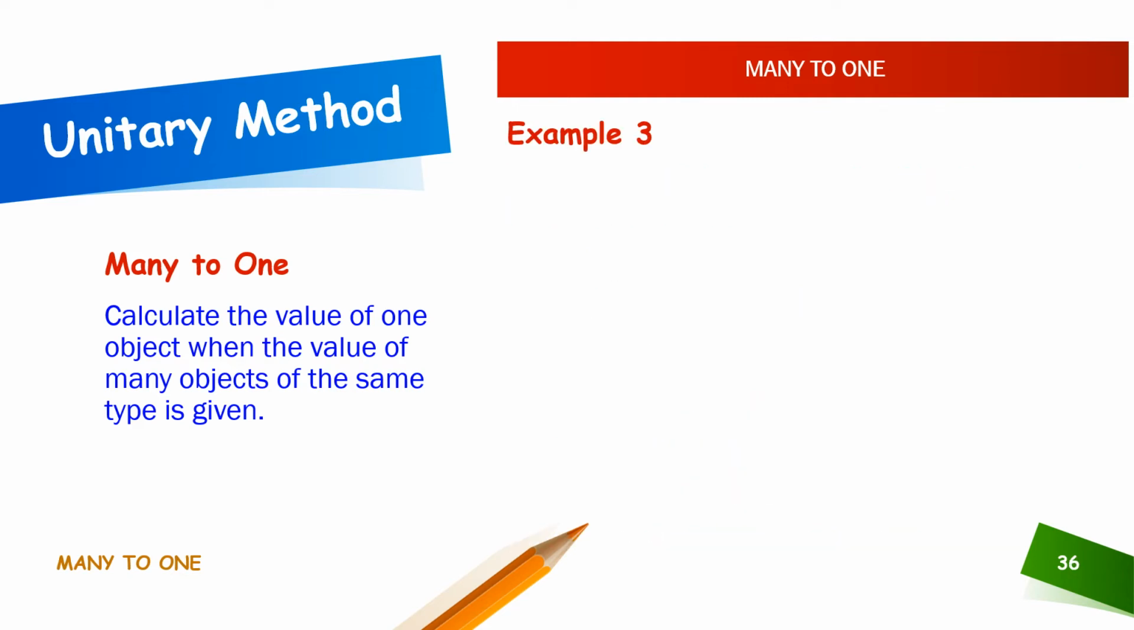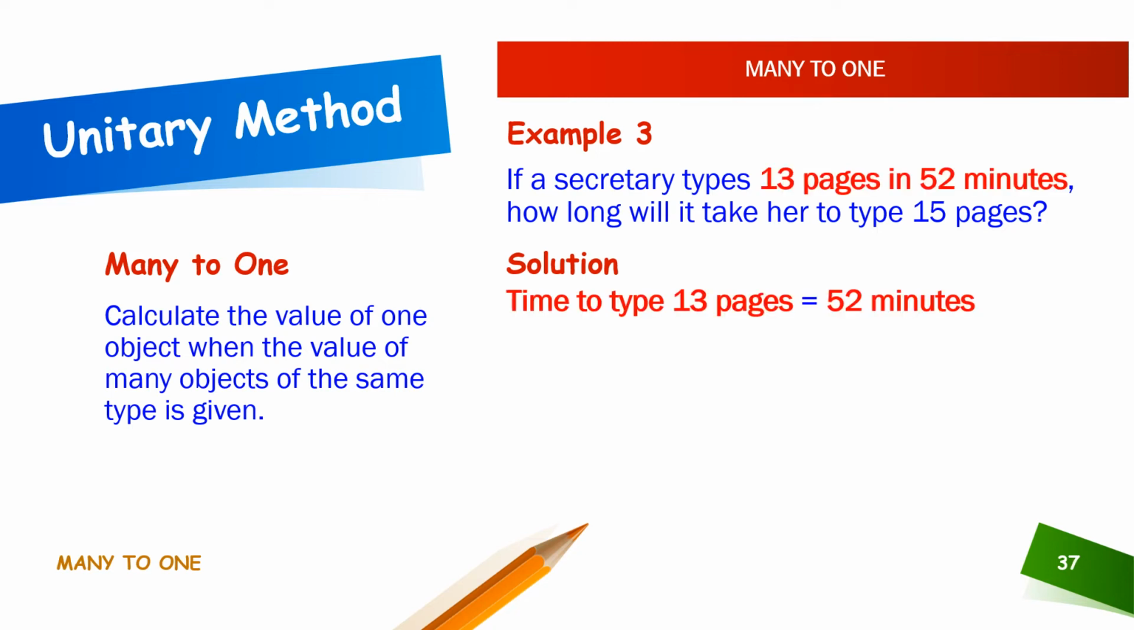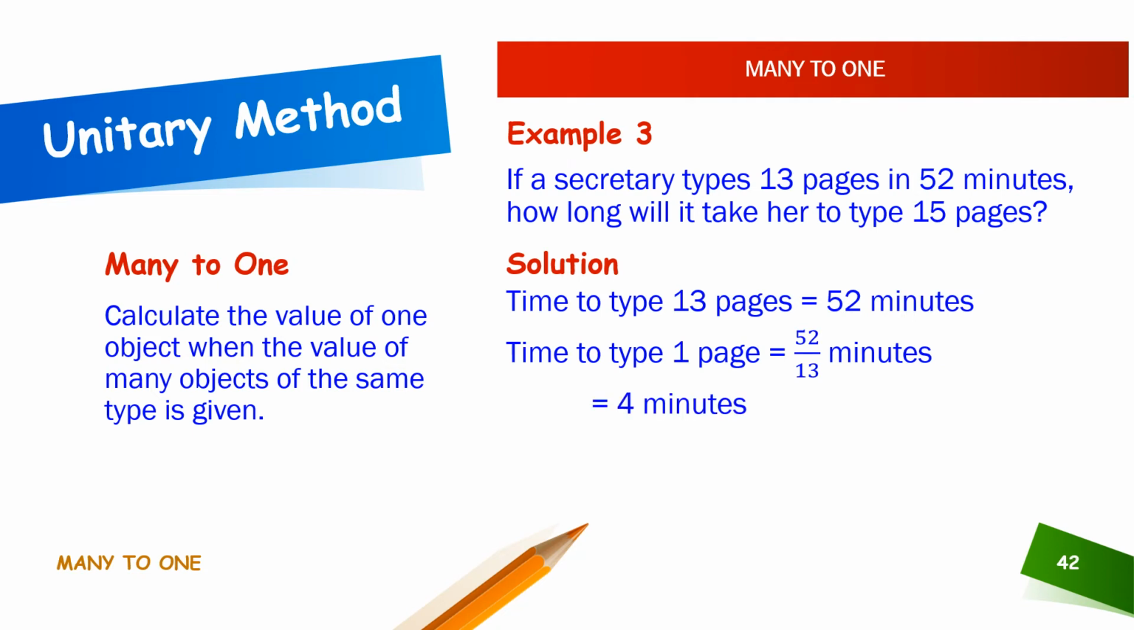Now let's take a look at another example. If a secretary types 13 pages in 52 minutes, how long will it take her to type 15 pages? So let's solve this. We have that the time to type 13 pages is 52 minutes. Therefore, the time taken to type one page will be 52 divided by 13 minutes, which equals 4 minutes.